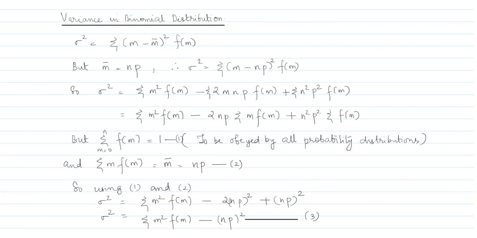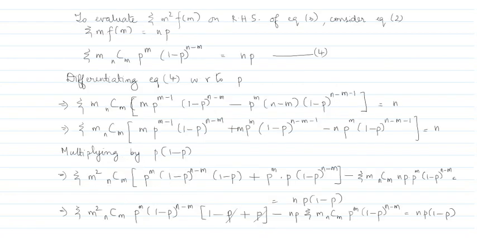So using these two relations, we have this equation as sigma square is summation m square fm minus 2np times this quantity, which is again np. So you get np the whole square, and here you have 1 np square. So my expression for variance turns out to be summation m square fm minus np the whole square. You give it as equation 3.